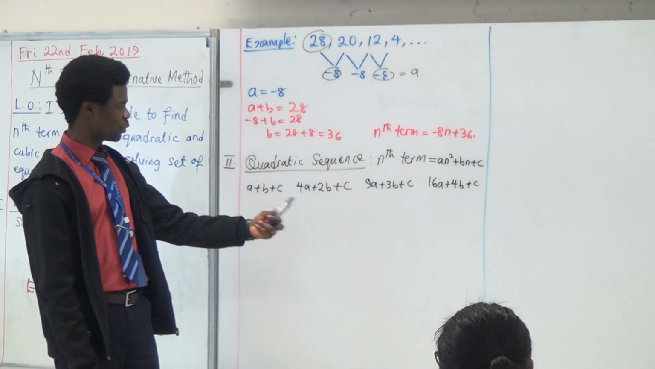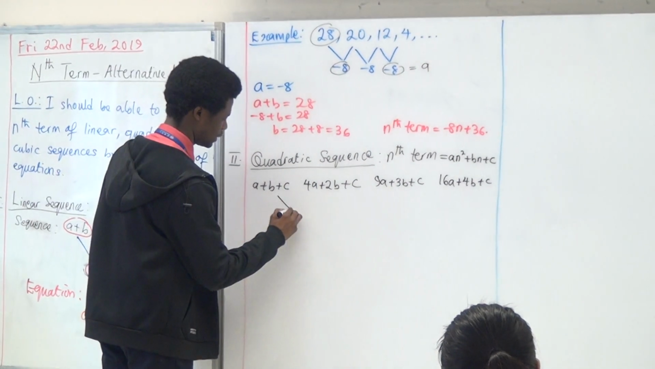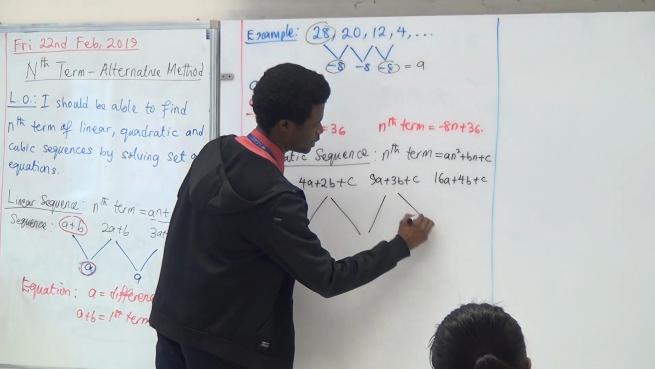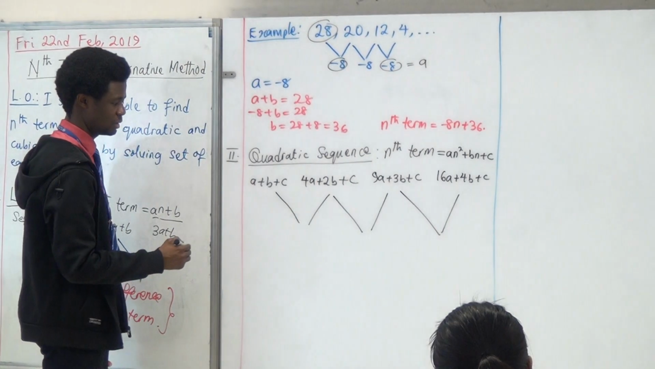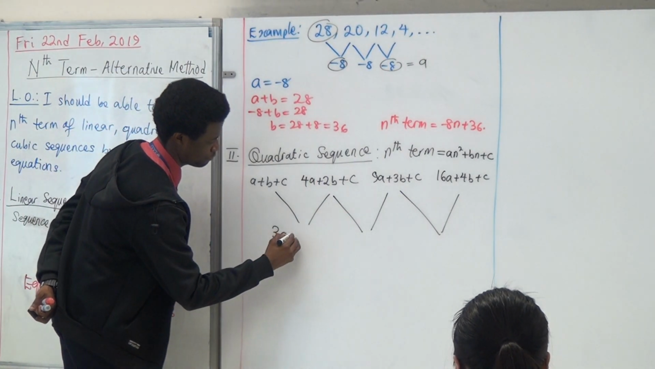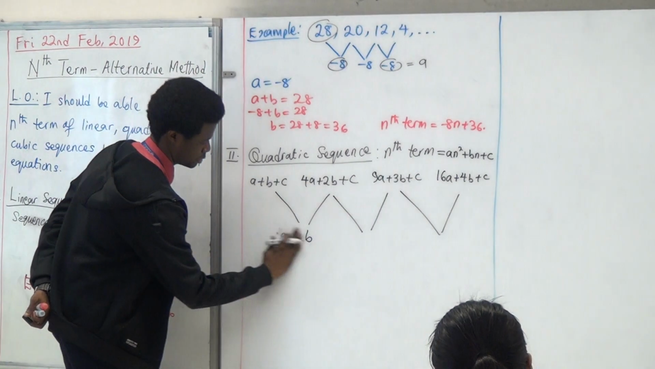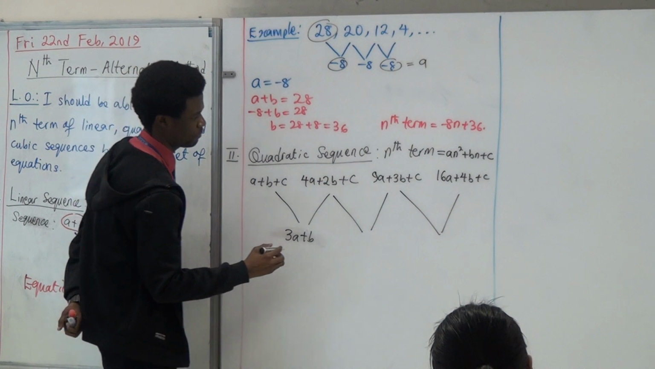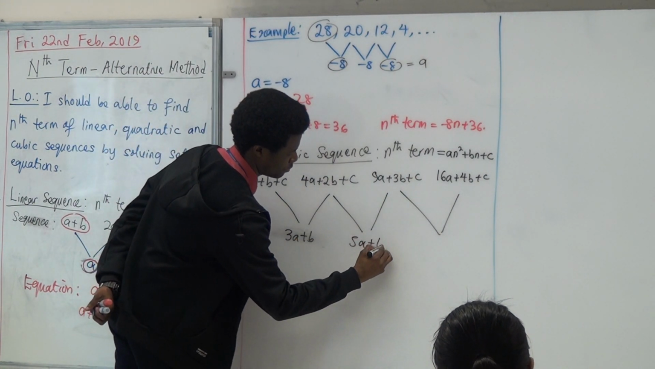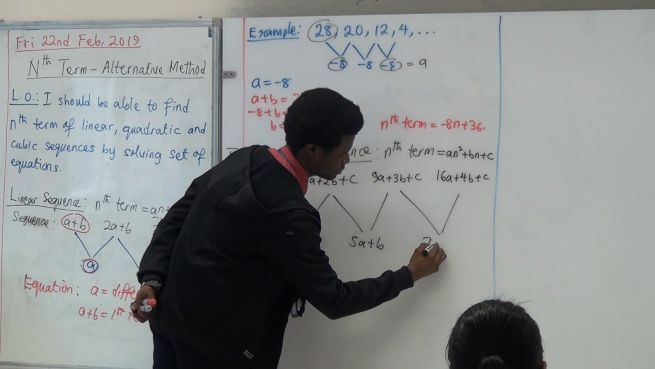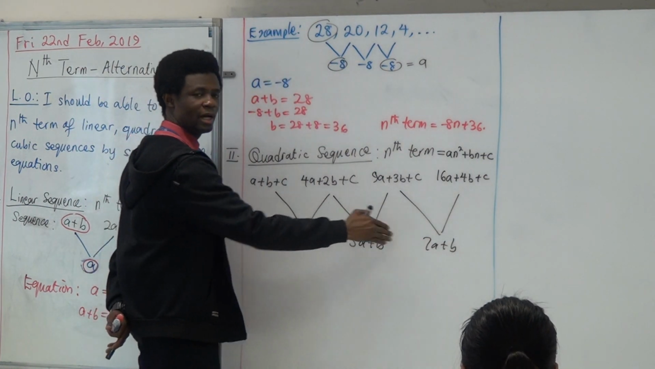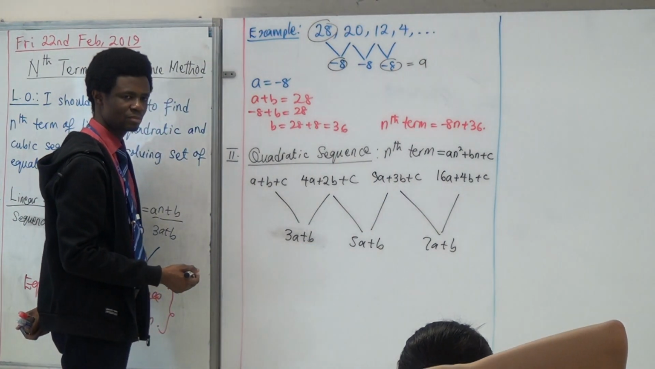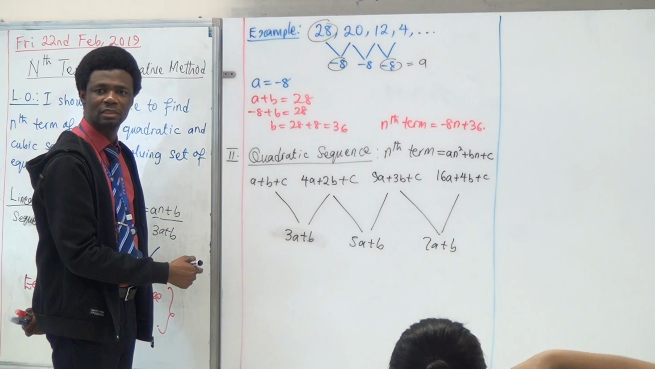Alright? So with this now, let's see what is the difference, and see if the difference will be the same. Yes? 3a plus b. Okay, so I write it properly. 3a plus b. What is the difference here? 5a plus b. What's the difference here? 7a. So this is telling you this is a linear sequence already, because you have plus something, right? But it's not the same difference.